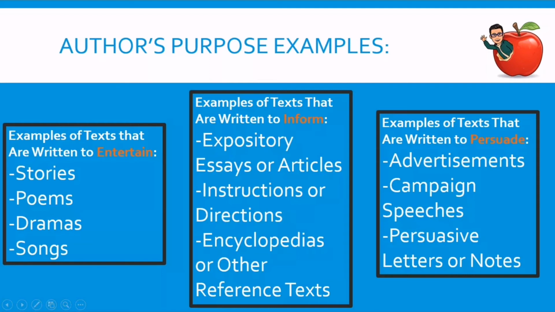And then another one is example of text that are written to inform. So, unsa nag-inform? Nagatag og impormasyon. So, unsa ni siya nga mga text or written text? Mao na siya expository essays or articles. Kana mga nasa mga newspaper, nasa mga books, that is to inform. Instruction or direction, encyclopedias or other reference text. So, mao na siya ang example of text that are written to inform. Mao na ang purpose sa author pag inform.